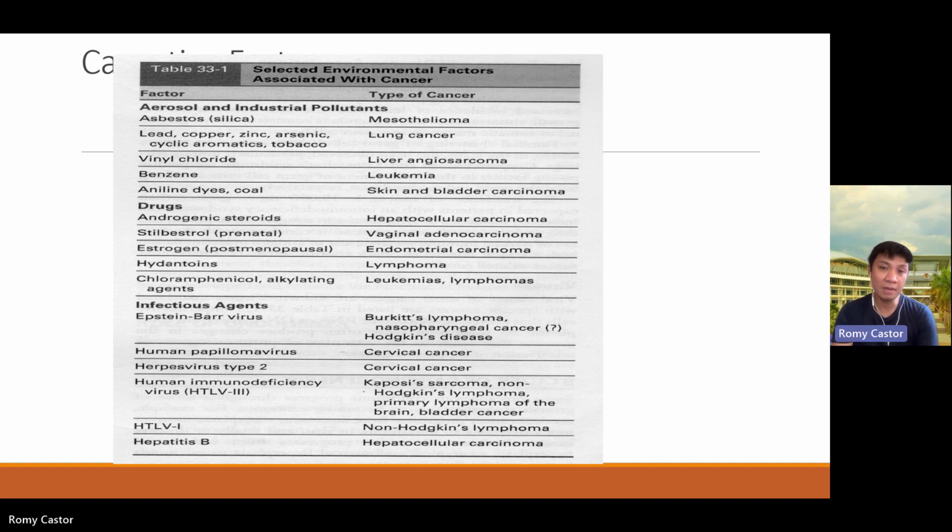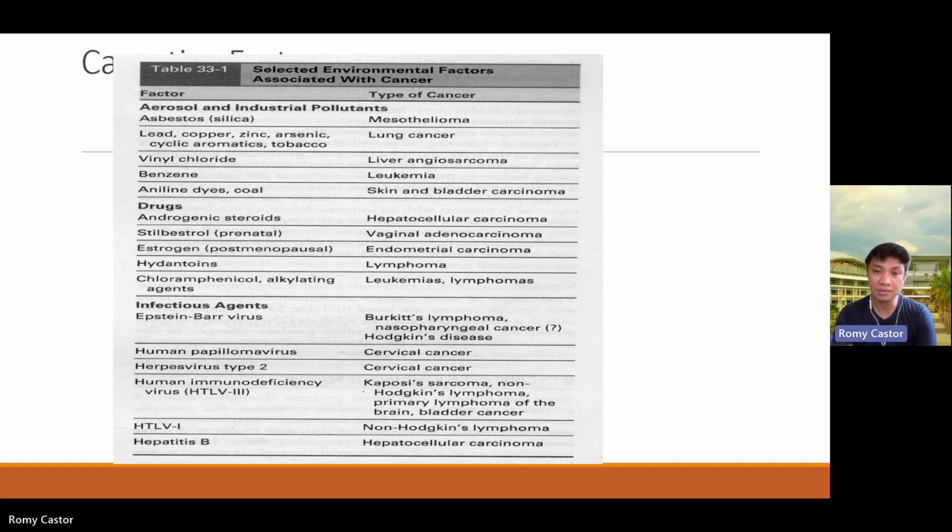Okay, so for the environmental factors, we have your industrial pollutants, mga aerosol natin. So like asbestos or silica can induce the development of mesothelioma. Then we have lead, mercury, zinc, copper can lead to lung cancer. Vinyl chloride, on the other hand, can put you at risk for the development of liver cancer. Benzene, we have leukemia. Aniline dyes can lead to skin and bladder cancer.